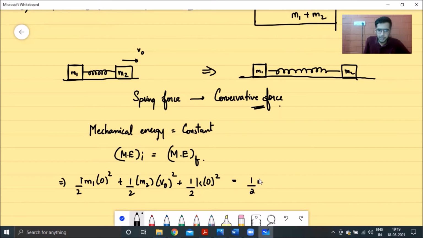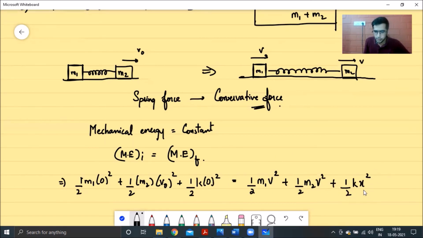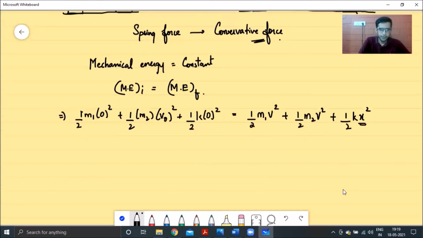Your final mechanical energy will be equal to half m1 v squared, where v is the velocity it has at maximum elongation. We'll substitute that value later. So it's half m1 v squared plus half m2 v squared, since both the blocks have the same velocity, plus half k x squared. This is the condition we are writing down at maximum elongation. So the x value over here would be the maximum elongation in this case, and that is the x value which we need to find out.